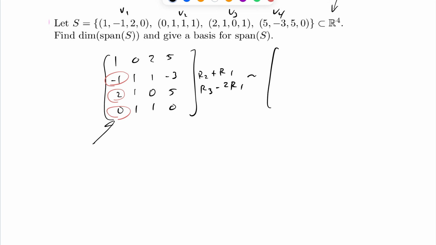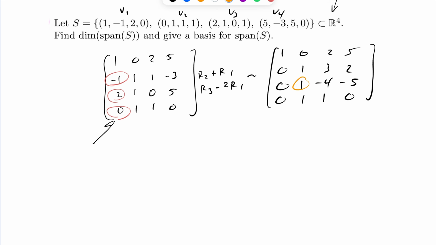Applying that transformation of the row operations here, you can see I'm not touching the first row, so write it back down. Now I'm just adding these. This becomes 0, 1, 3, 2. And this becomes 0, 1, -4, and -5. And I'm not touching this row here.